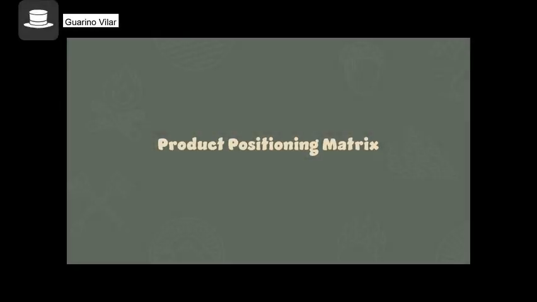Hello, my name is Garino. I'm here to talk about our product positioning matrix. Now, a product positioning matrix is a strategic visual tool that compares a product to its competitors based on two key dimensions. So, over the course of the next two slides, I'm going to talk about the two key dimensions we've chosen to discuss and then see how our product is positioned based on those two key dimensions within the market.